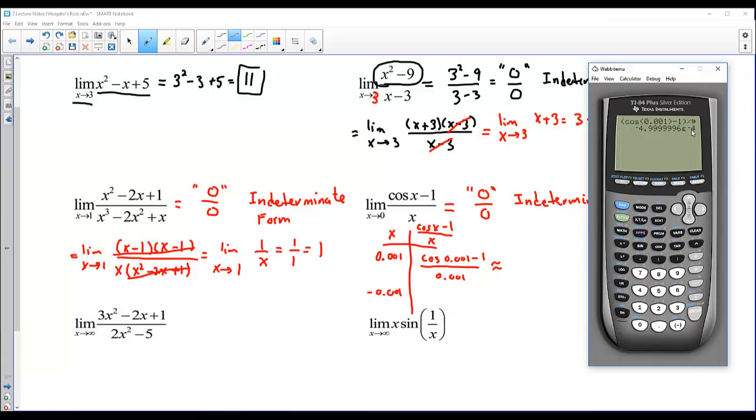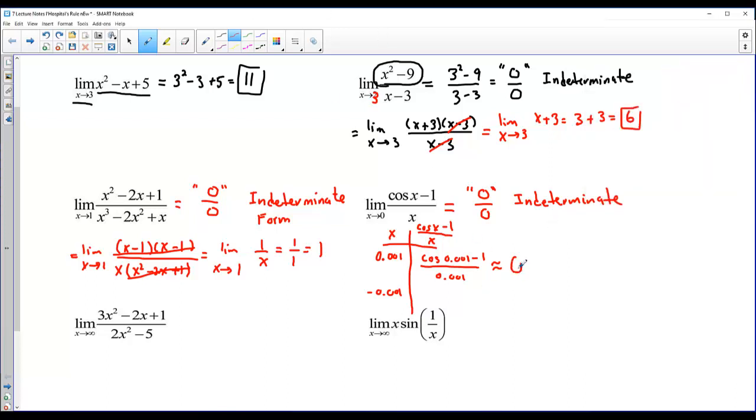4.99996 e to the negative 4. So remember, this big E means times 10. So times 10 to the negative 4 means take that decimal place over 4 spots. So basically, this number is 0. If you do the same thing with negative 0.001, we're going to get out something that's also approximately 0.